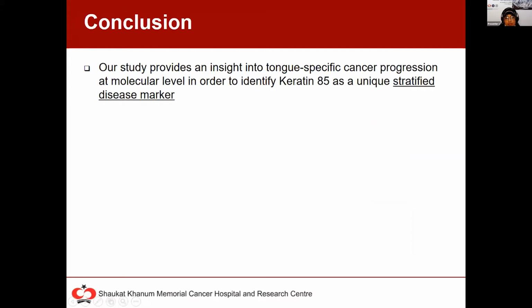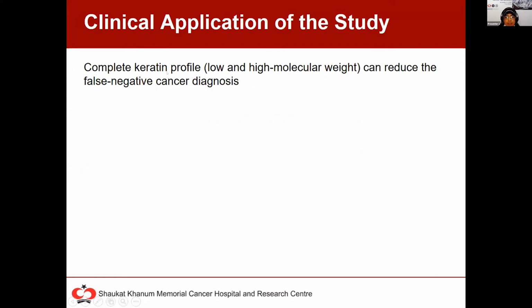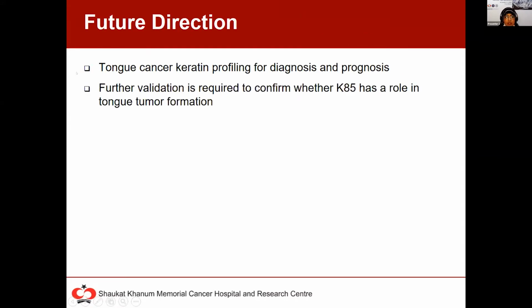So our study provides an insight into tongue-specific cancer progression at the molecular level, in order to identify keratin 85 as a unique stratified disease marker. As you can see in the bar chart, we can use this marker as a stratified disease marker because it varies in different stages. A complete keratin profile with low and high molecular weight can reduce false negative cancer diagnosis. Tongue cancer keratin profiling can play a role in diagnosis and prognosis. Further validation is required to confirm whether K85 has a role in tongue tumor formation.